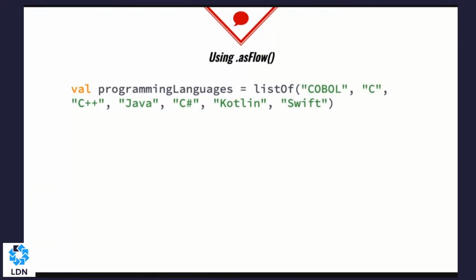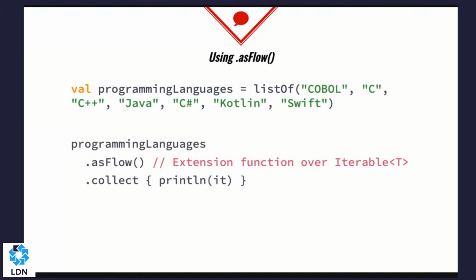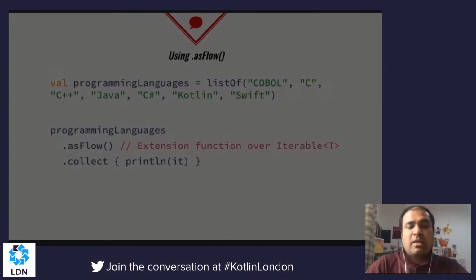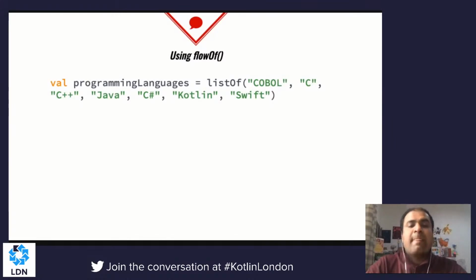Now there is this little extension function. We know Kotlin is all about beautification and syntactic sugar. So there is this asFlow extension function which is written on the Iterator class. Any iterator can be converted into flow just by calling this asFlow function.